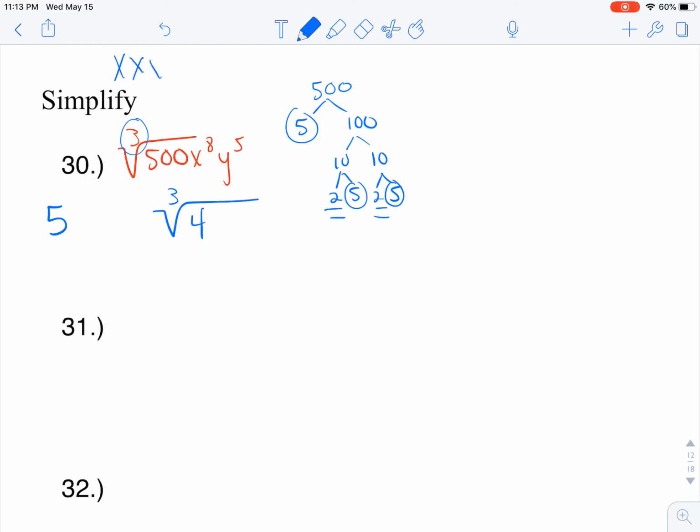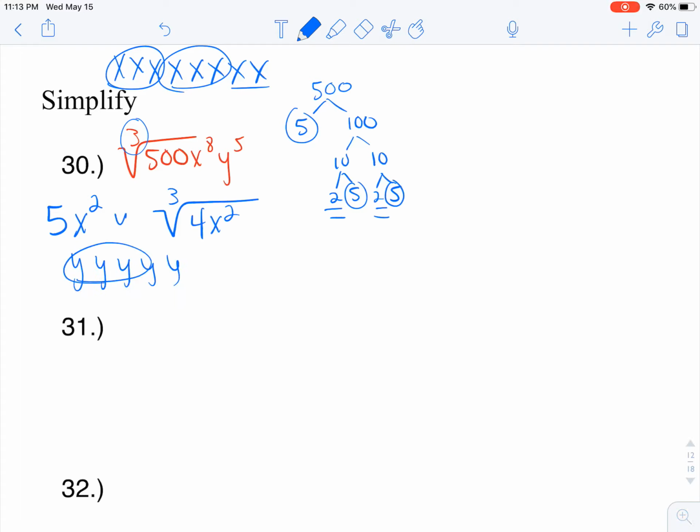X to the 8th. So we're going to draw out 8 x's. I need 3's. I got 2 triples, so x squared on the outside, with 2 left over, so x squared on the inside. Y to the 5th, so I'm going to draw out 5 y's. I got 1 triple, and then I have 2 left over. So here is my solution.